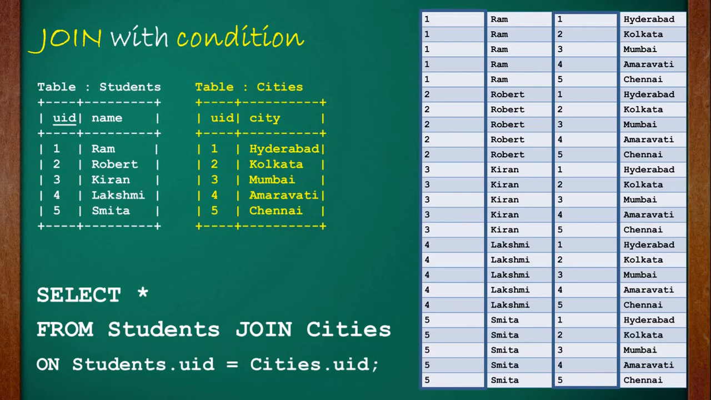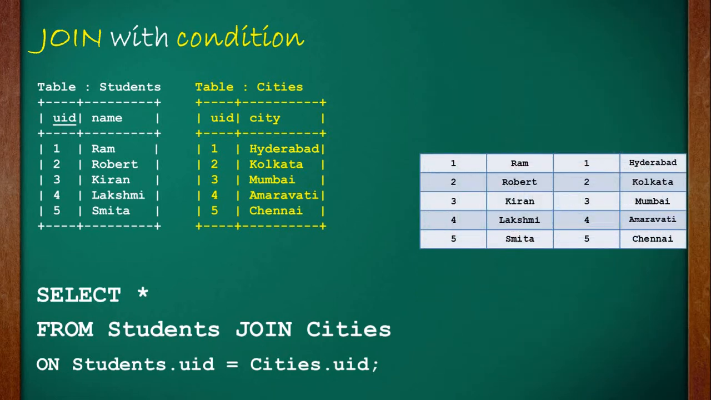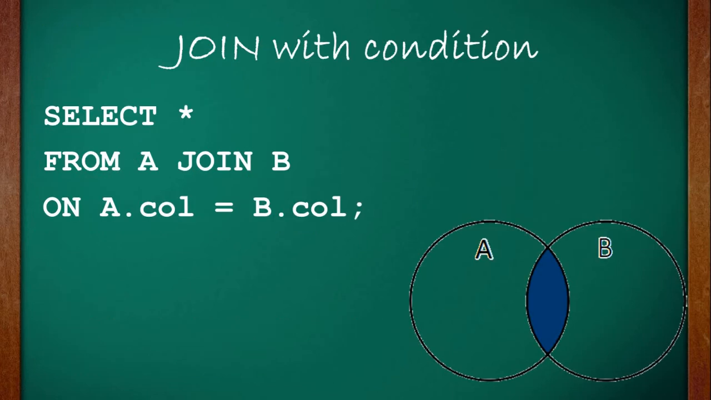Now the second part, that is the condition part, will start eliminating all the rows where the UIDs of both tables are not the same. These are the rows which are not satisfying the given condition. They are marked red here, and so the final output will be this one with 5 rows. From this output, I will be able to say that Ram belongs to Hyderabad and Lakshmi belongs to Amravati. Hope you understood how join works. This is the diagrammatic representation of a join with a condition. A join or inner join returns only those rows where there is a match in both tables.